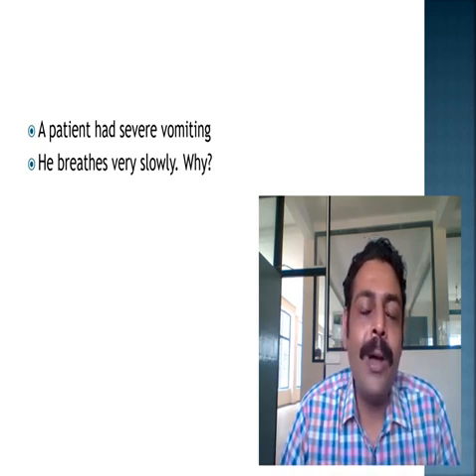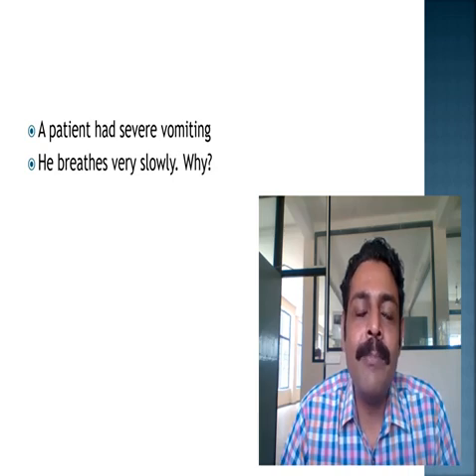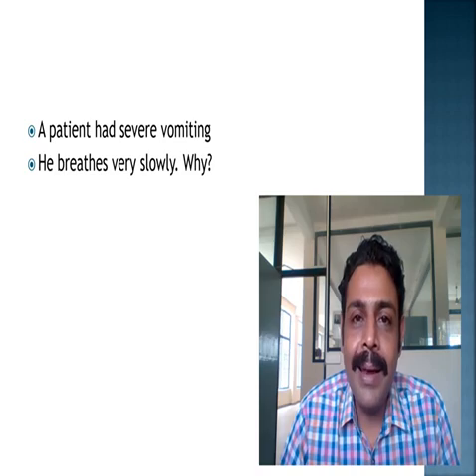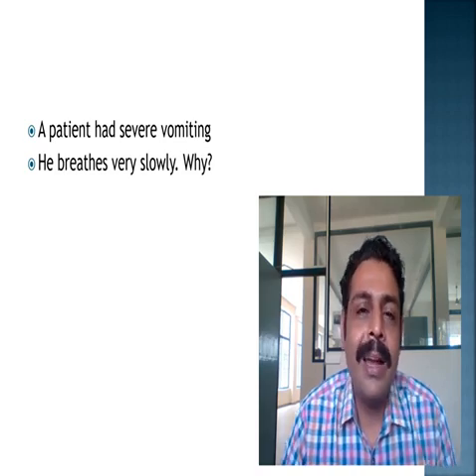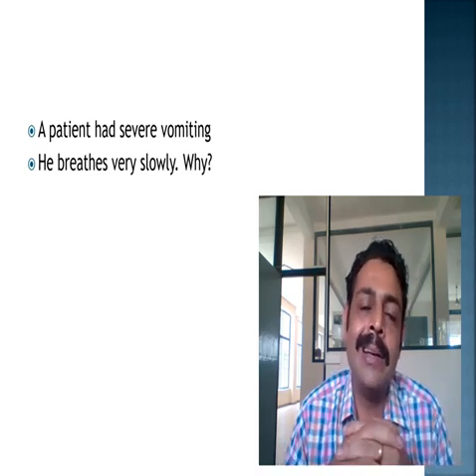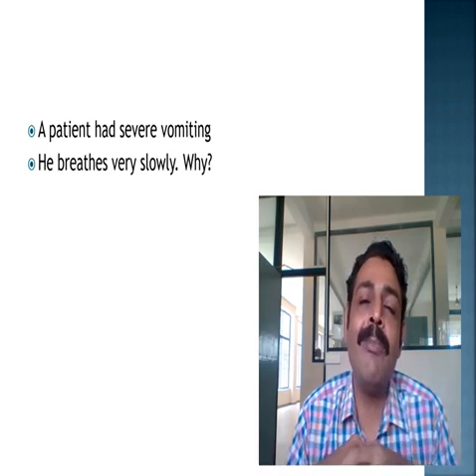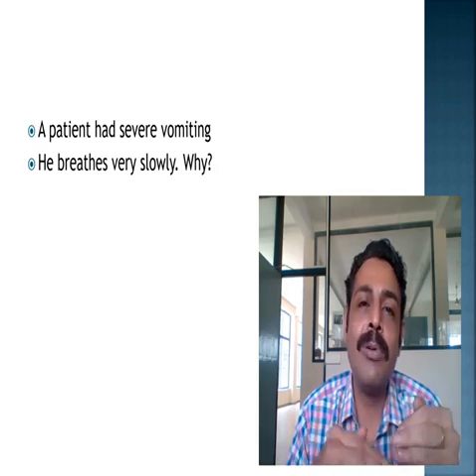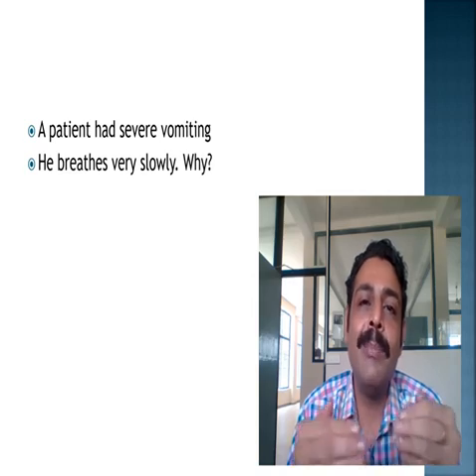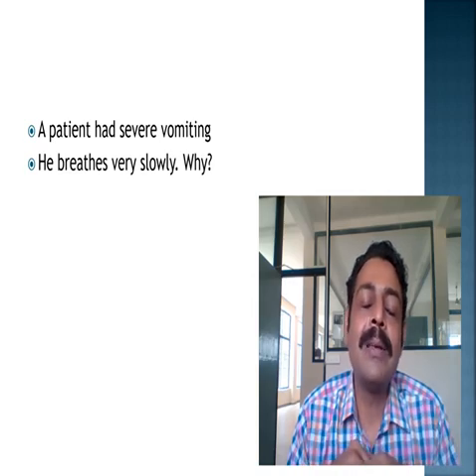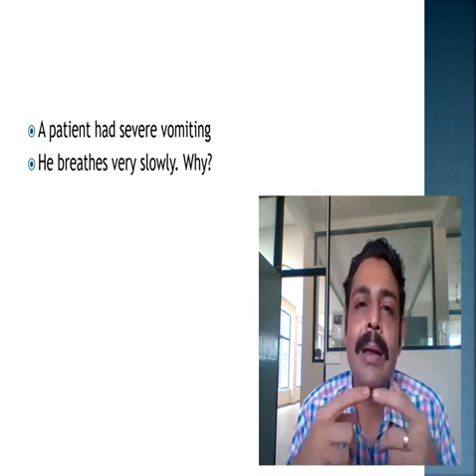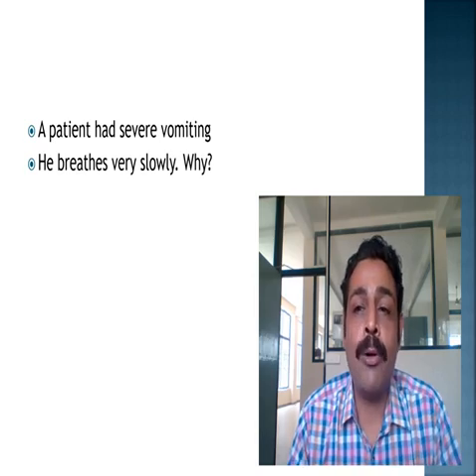Okay. Why is he breathing very slowly? See, metabolic alkalosis will be compensated by the lungs. What do the lungs do? They have to conserve the acid. So they cannot excrete CO2. So CO2 will be retained. There will be hypoventilation. When CO2 is retained, H2O plus CO2 becomes H2CO3. It becomes H plus. So what happens? Automatically the pH will try to come to normal. So that's why in severe vomiting, breathing will be shallow.